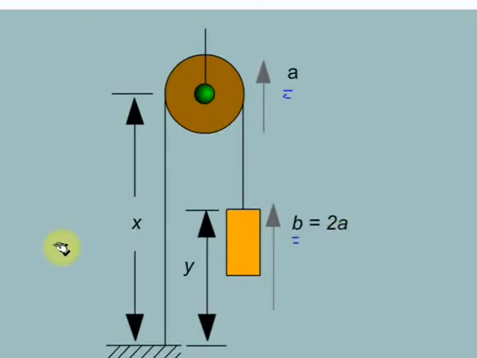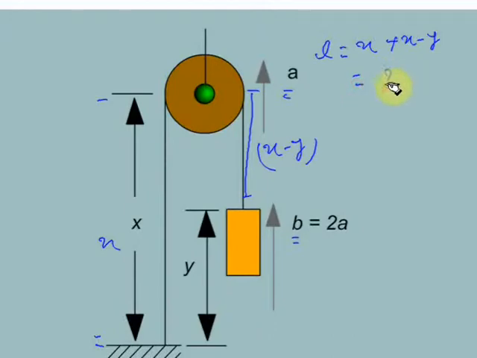So let's take this ground as the reference point. Let's say that the length of this part of the thread is x and the displacement of the block with respect to this reference point is y. So the total length L is equal to x plus this length, and this length is nothing but x minus y. So the total length will be x plus x minus y, or it is equal to 2x minus y.